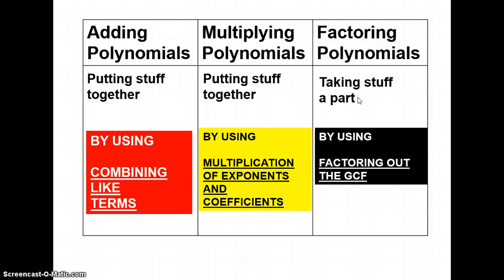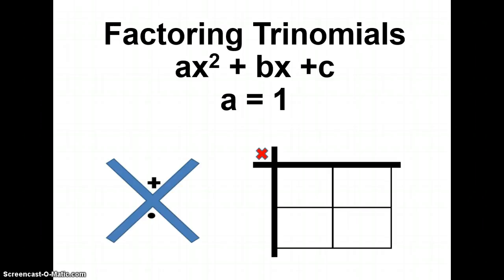So we did the riddles to kind of prepare you for factoring, which is pretty much when we take things apart. Rather than putting things together, we're going to be taking stuff apart by factoring out the GCF and, of course, using our riddles that I showed you in the previous video. Today's lesson is going to be factoring trinomials. We're going to be dealing with when our leading coefficient is 1 or when our leading term is x squared.